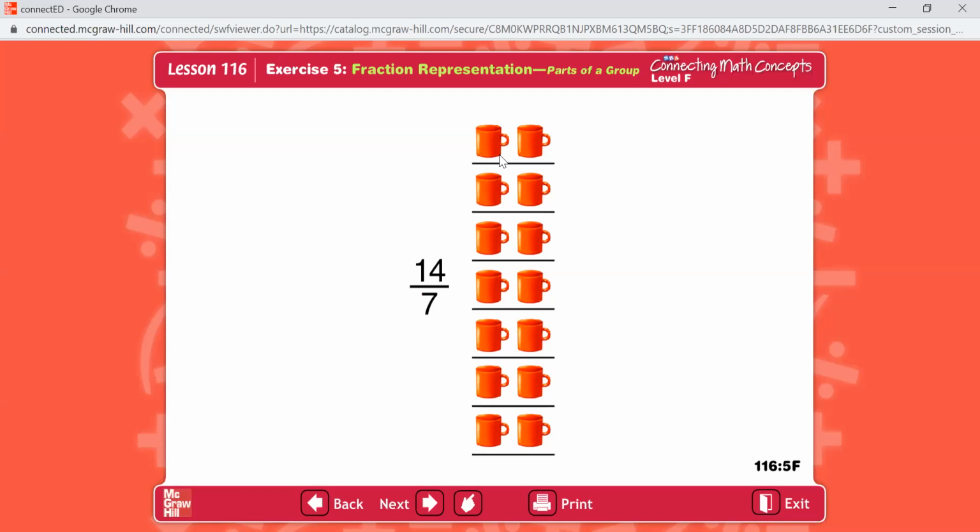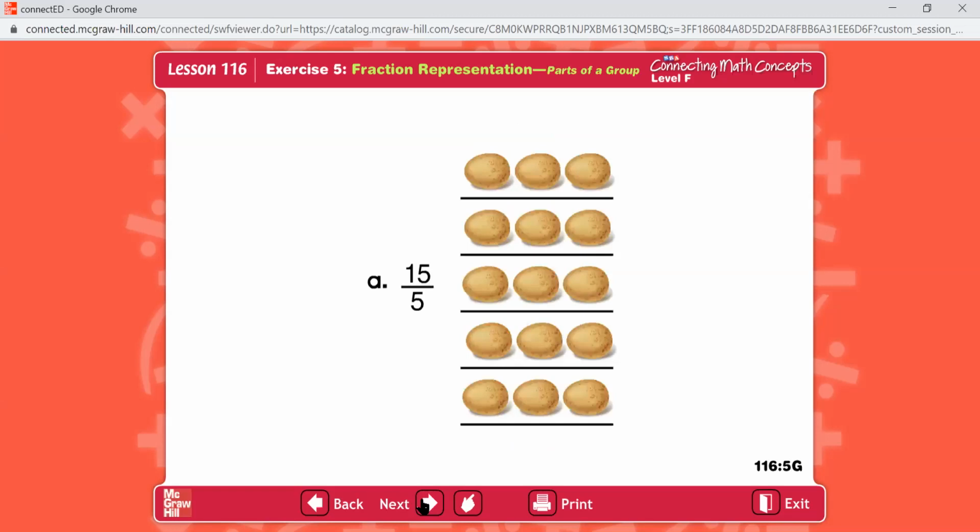Make 3 eggs in each group, like so. There are 5 groups. There are 15 eggs altogether. There are 3 eggs in each group. 15 in all, 5 rows, 3 in each row.